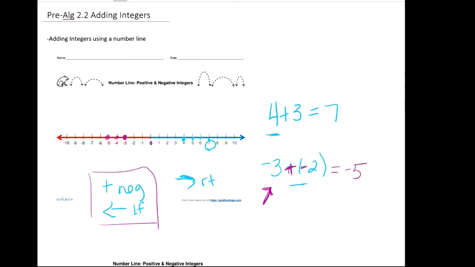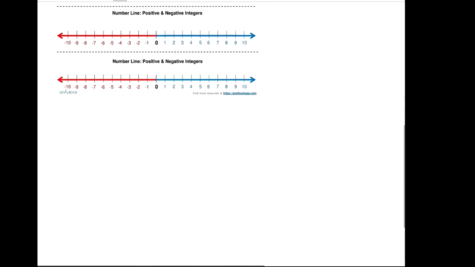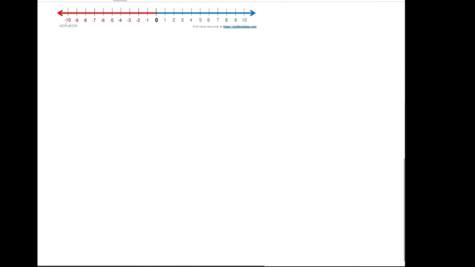All right, so when we add positive numbers, we move to the right. And when we add negative numbers, we move to the left. All right, let's do lots more examples. I'm going to write them underneath here and then go up to my number line to evaluate.